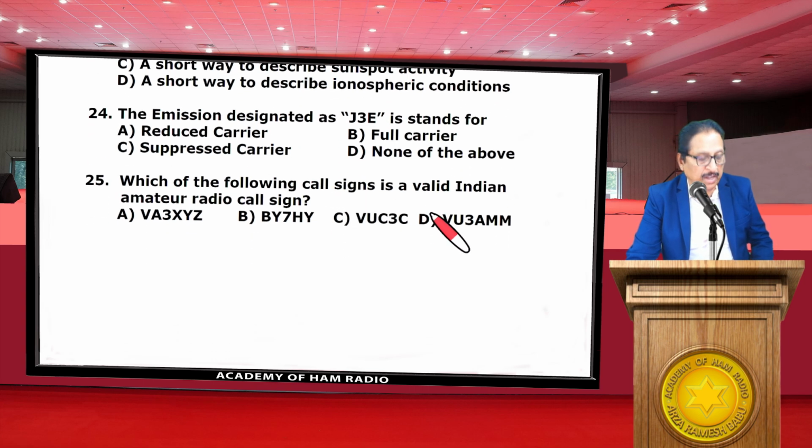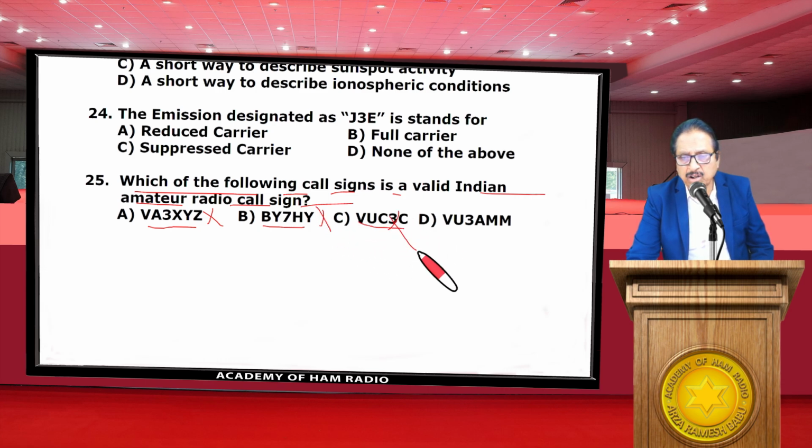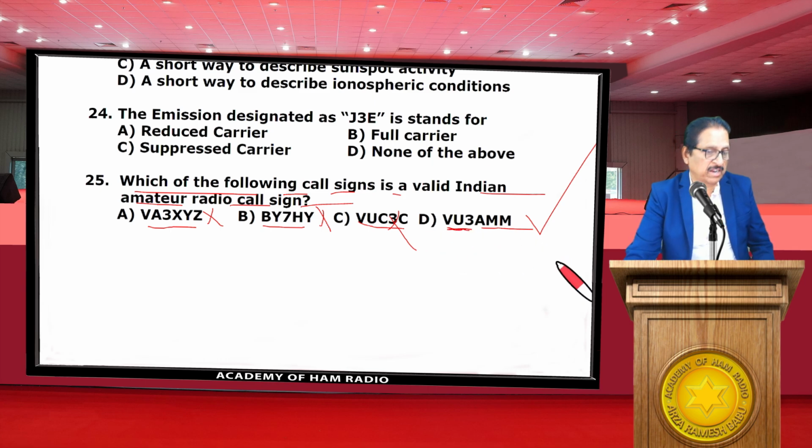Question number 15. This is the last question. Which of the following call signs is a valid Indian amateur radio call sign? So VA3 is wrong. BY7 is also wrong. VUC is also wrong. VU3AMM is the right answer. VU3 is a restricted grade. Delta is the right answer.